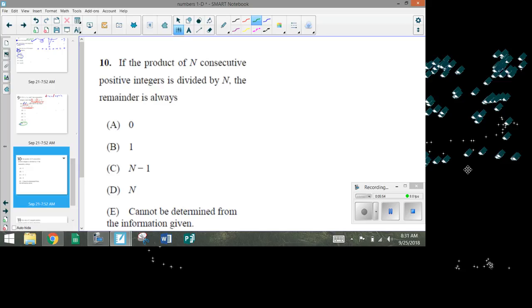If the product of n consecutive positive integers. Okay, let's multiply the product of n consecutive integers. So let's say n is equal to 3, all right? We multiply 3 consecutive integers. N, it's not saying n even or odd, right? So if one of them is n, another one is supposed to be n plus what? And then the other one is going to be n plus what? They are consecutive positive integers. What are those consecutive positive integers?